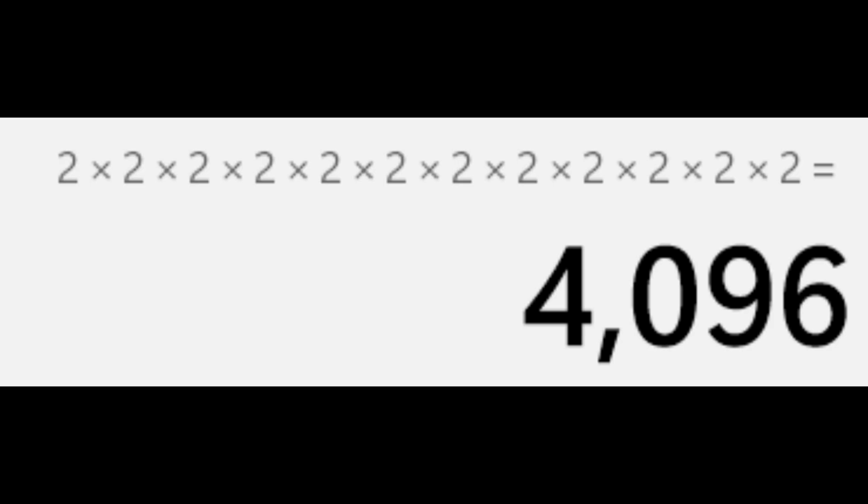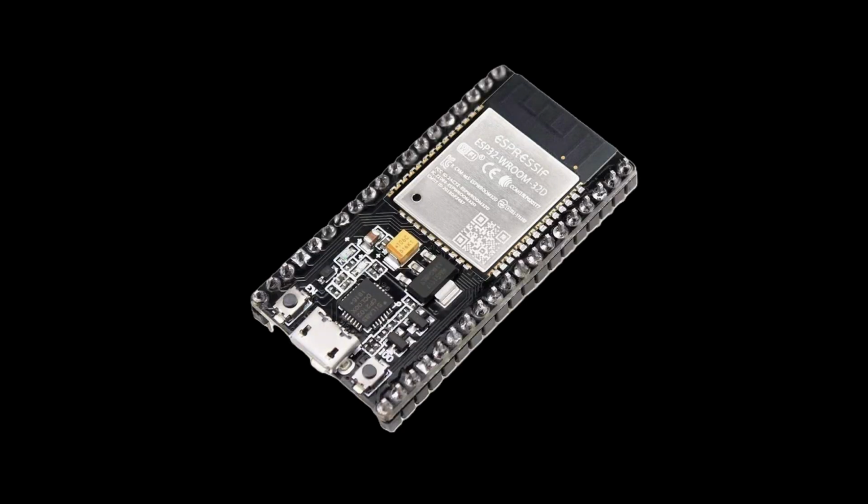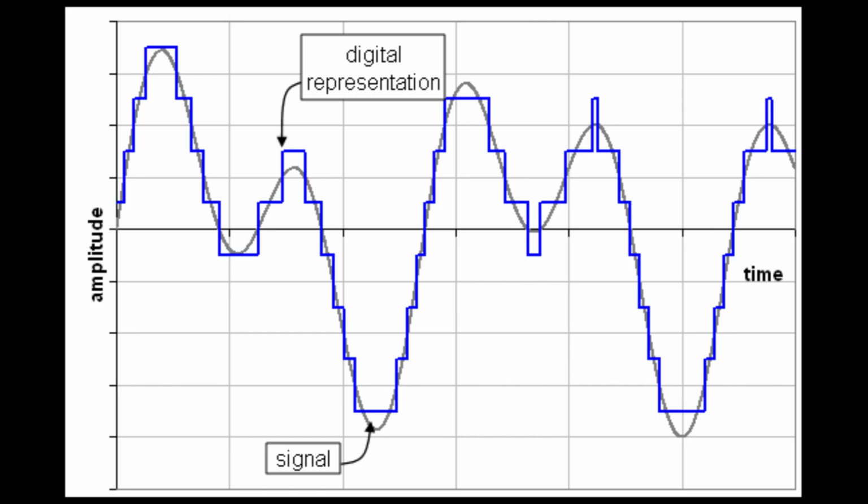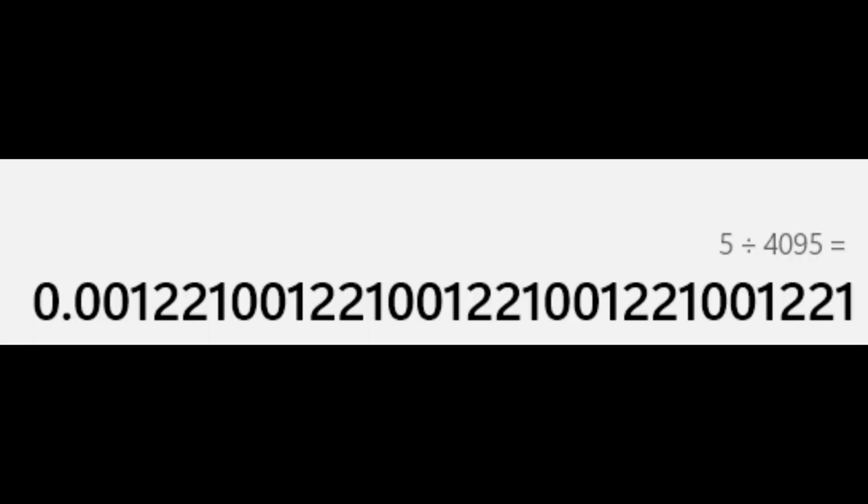Our ESP32 processors can handle up to 12 bits, so that's 2 to the power of 12, which is 4,096 possible combinations. So when an ESP32 converts an analog signal within the range of 5 volts to a digital one, it'll round 1.22 millivolts to a single bit. I got this by dividing 5 over 4,095.